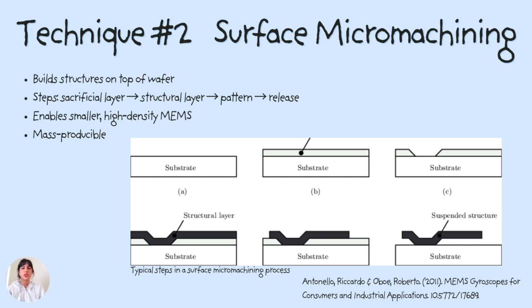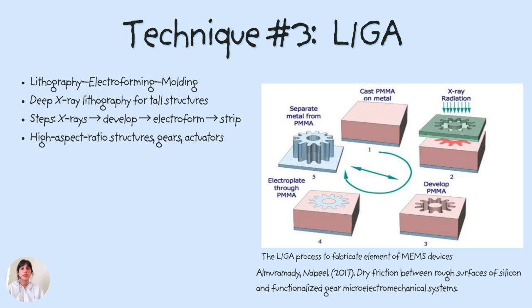Next, we pattern the structural layer using photolithography, and finally, release the structure by dissolving the sacrificial layer in a chemical bath. This frees the mechanical parts so they can move. This technique allows for smaller structures, smaller footprints, and tighter tolerances. The next technique is LIGA, which stands for lithography, electroforming, molding. And the figure illustrates its three-stage process.